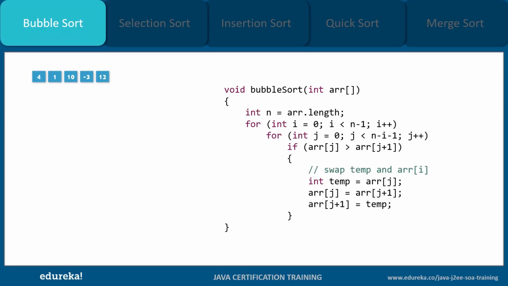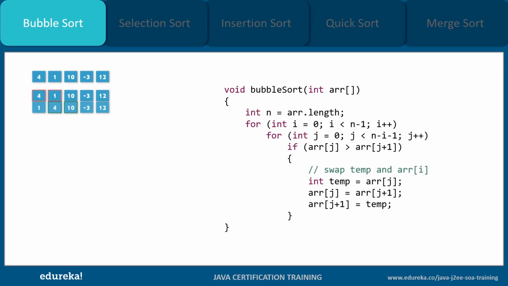Consider that we have a set of elements: 4, 1, 10, minus 3, and 12. What will bubble sort do? In bubble sort, we start one iteration, say the ith iteration. We start from the 0th index and compare index 0 with index 0 plus 1, that is, 4 and 1. When we compare, we find that 4 is greater than 1, so we swap the elements.